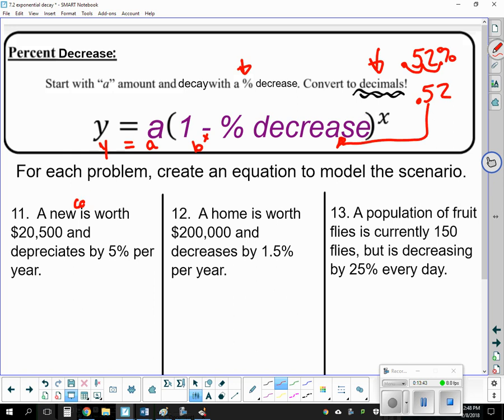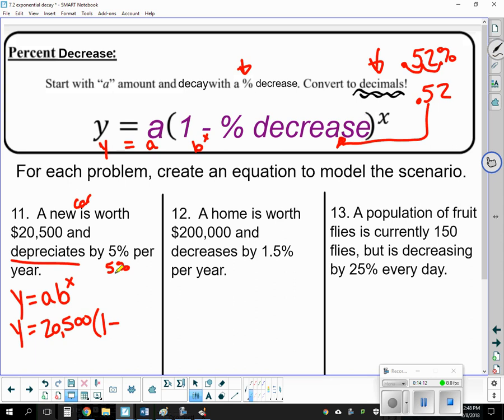A new car is worth $20,500 and depreciates by 5% each year. So y equals a times b to the x. It's always your formula. A is your initial amount, which here is $20,500. And then because it's depreciating, that's going down. So 1 minus, I can't put 5. I have to take that 5% and change it into a decimal. So this decimal point that's right there has to move 2 spots, which means it's here, and I have to fill in a 0. So 1 minus 0.05 to the x power. Cleaning that up, it's 20,500, and then 1 minus 0.05 is 0.95.